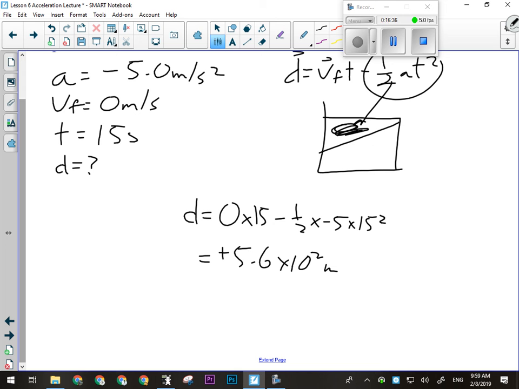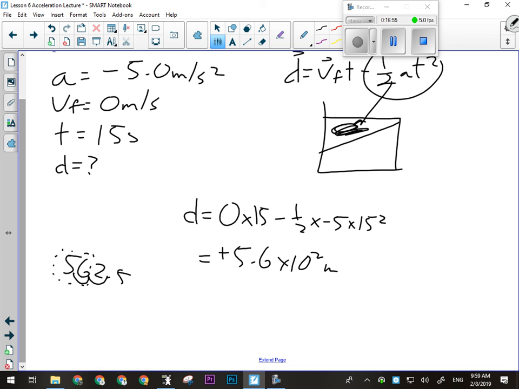Oh, sorry, scientific notation. So 562.5 was my answer. I know I have to cut off my answer and only include these 2 numbers. That means I have to move the decimal 2 places. And every one of our places is a factor of 10. So 10 to the factor of 2.